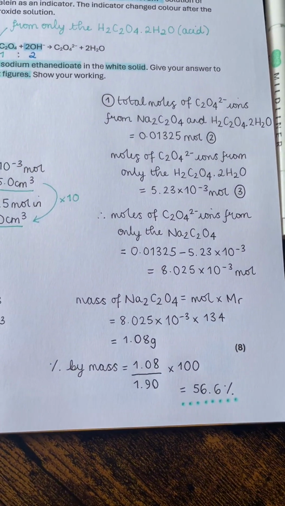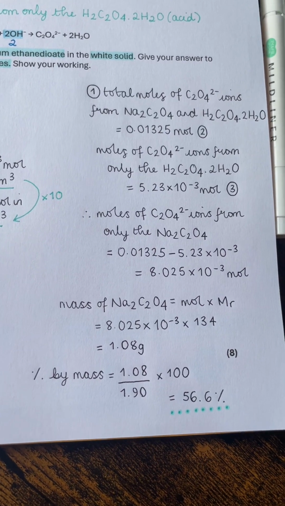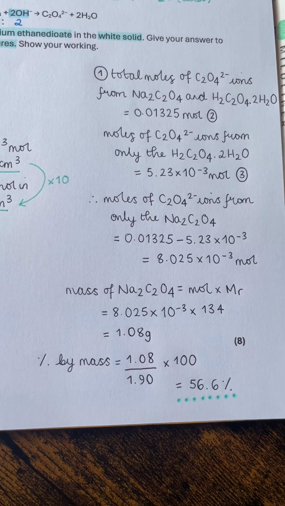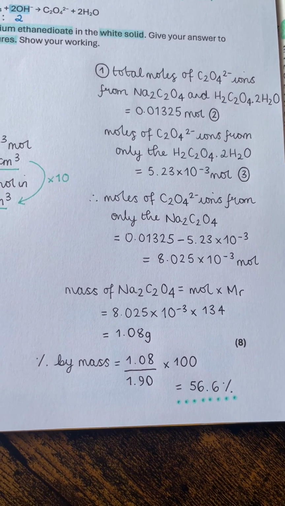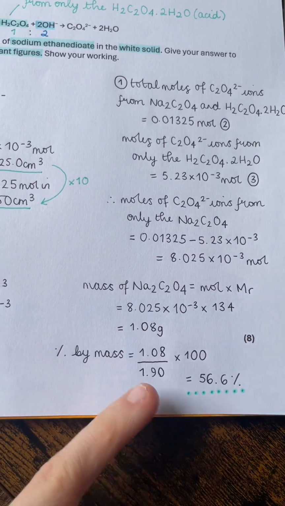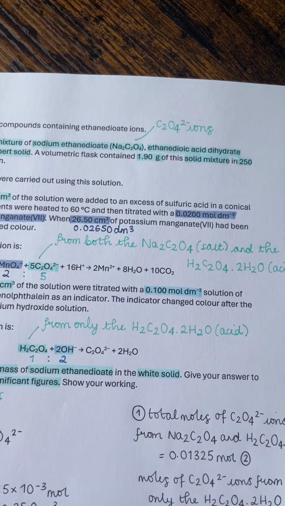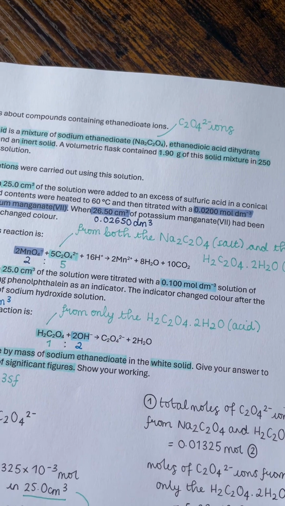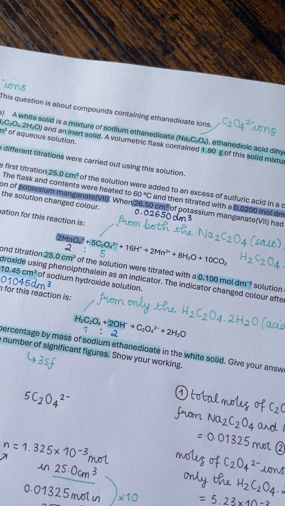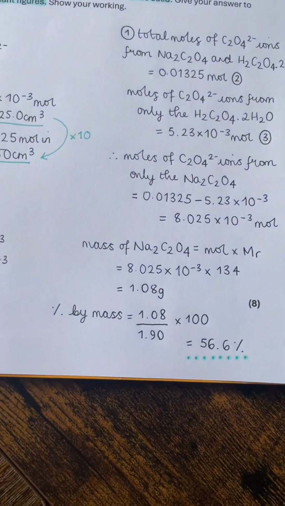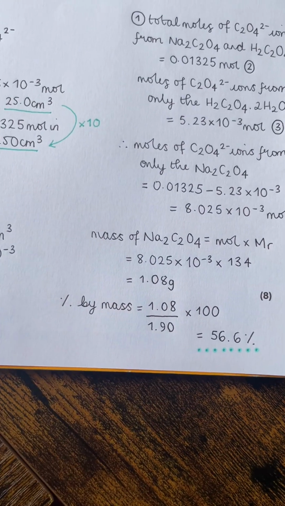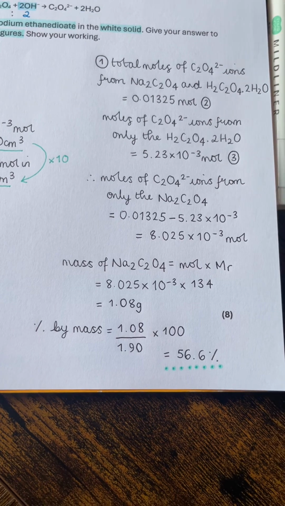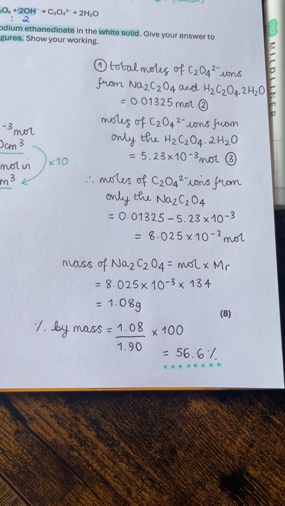Then we can use the moles and the MR of the sodium ethane dioate, which is 134, to get the mass of the sodium ethane dioate in the original 1.9 grams. So we were told that 1.9 grams was made from the sodium ethane dioate, the ethane dioic acid dihydrate, and an inert solid. And what we've just been able to say is 1.80 grams of that is the sodium ethane dioate.